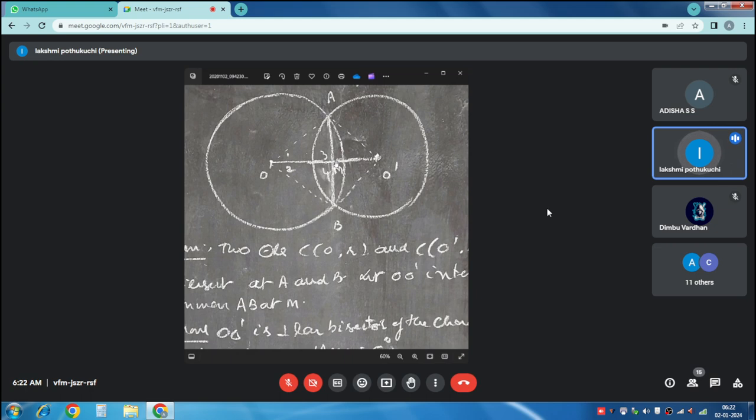Angle 3 is equal to angle 4, but 3 plus 4 is equal to 180 by linear pair. So 2 times angle 3 is equal to 180. So angle 3 is equal to 90 degrees. Hence, OO dash is the perpendicular bisector of the common chord AB. Hence it is proved, children. Please write down immediately.